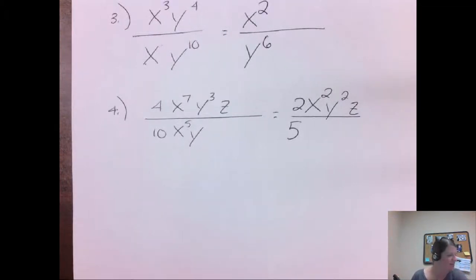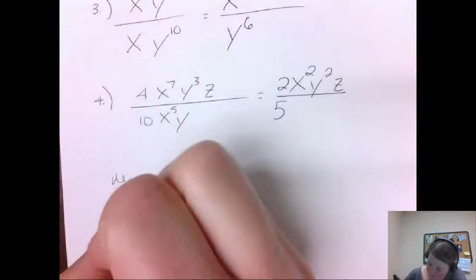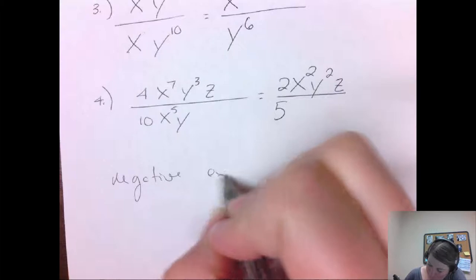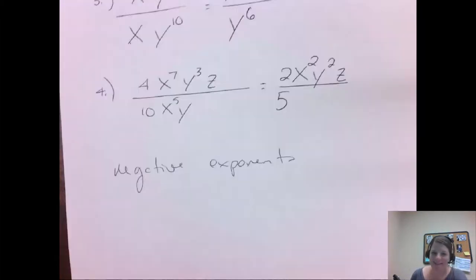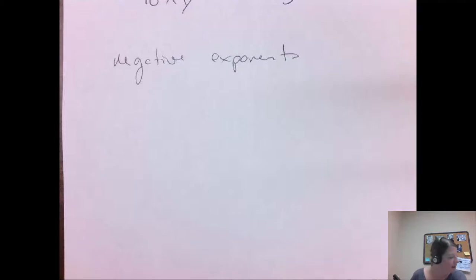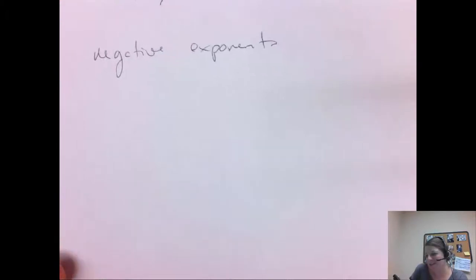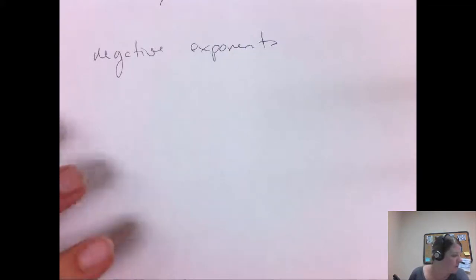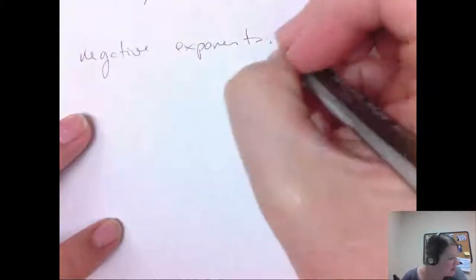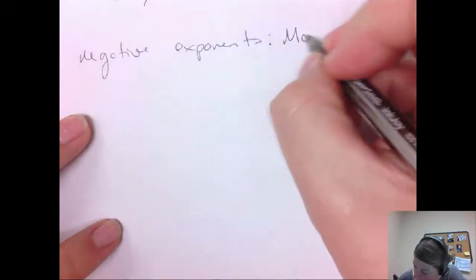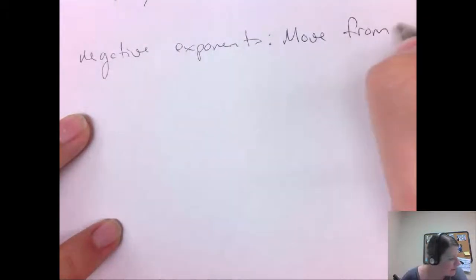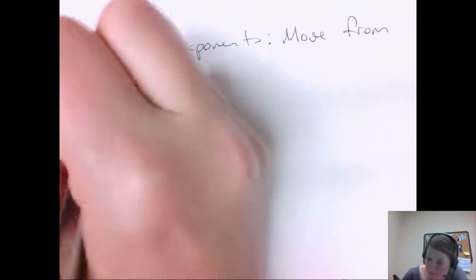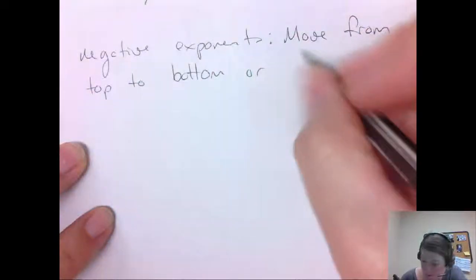Now let's look at some negative exponents. And the way I like to teach negative exponents, man, that is some ugly handwriting. I like to teach negative exponents like, okay, it's like you subtracted yours and didn't think about where they should be. So then you end up with a negative exponent. So the rule that I'll give is move from top to bottom or bottom to top.